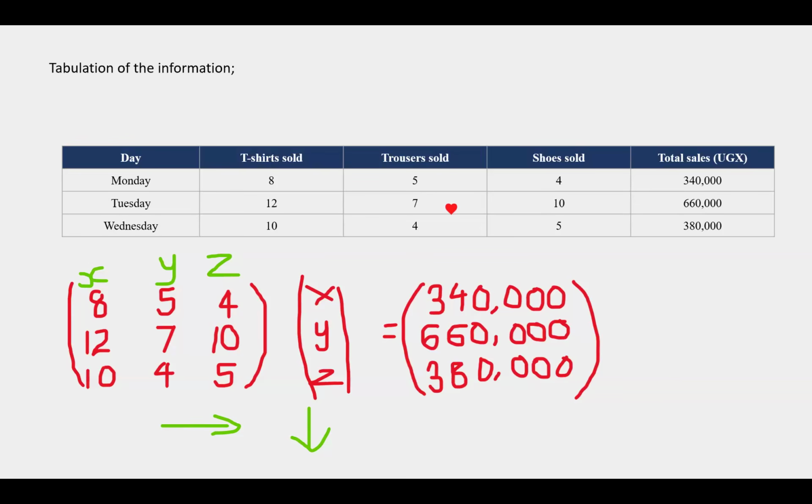Okay, just to progress. From the table, we're now able to derive a matrix. So we have a 3x3 matrix, which is shown here. We have, just annotate.